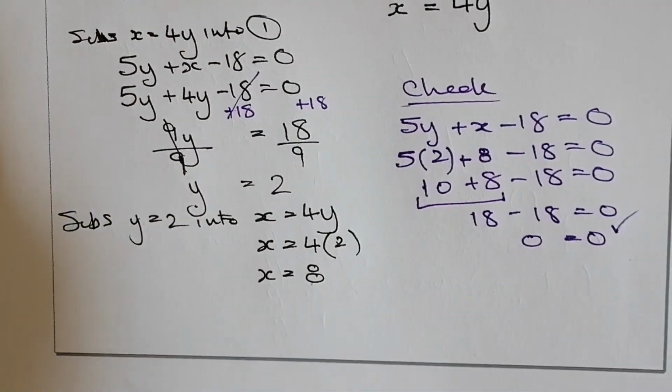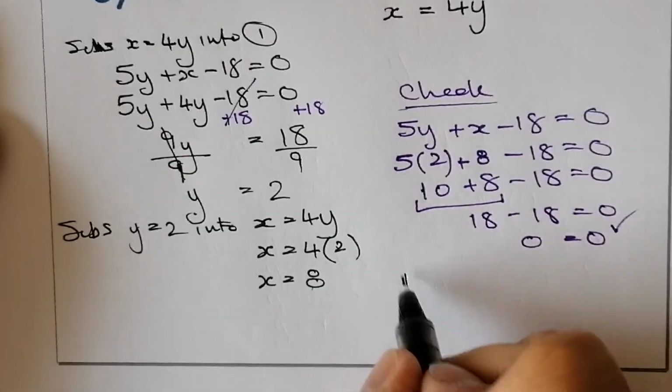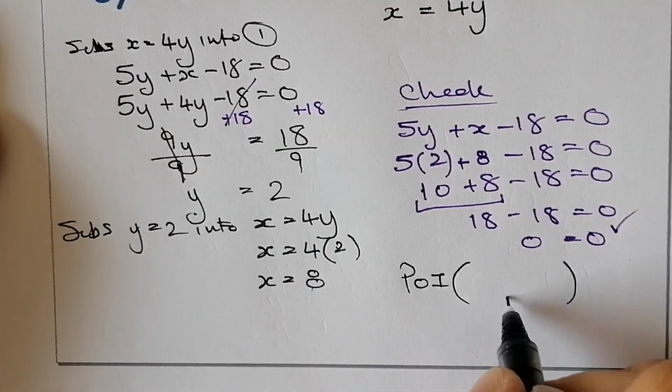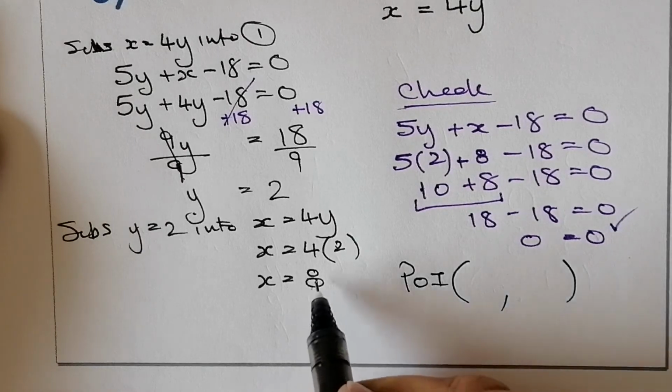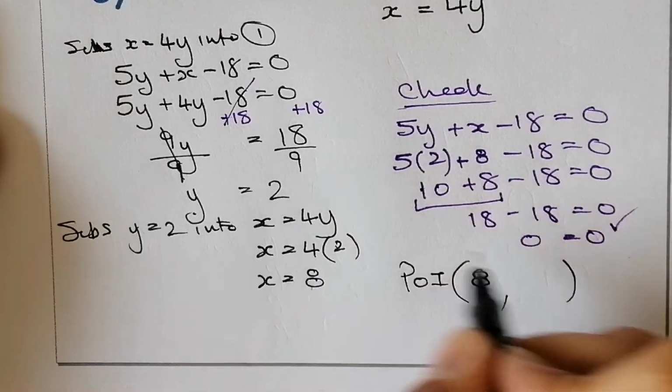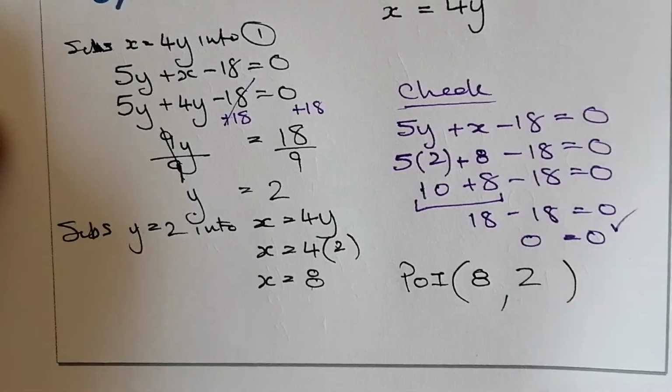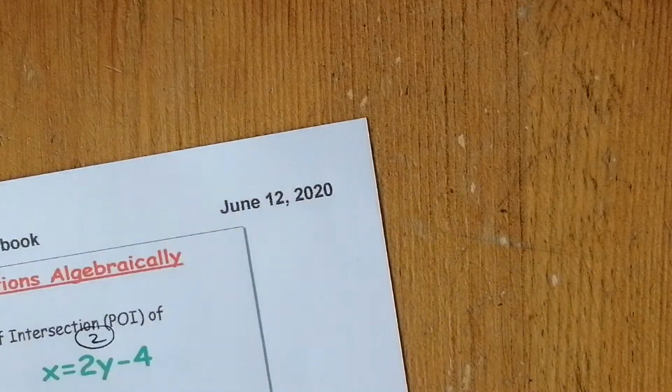Okay then, so write down the point of intersection. So let's go for POI this time, okay? The coordinates of the point of intersection are going to be x coordinate of 8, y value of 2. Done. Last question, okay? And maybe the most difficult one that's here. So we'll go for that one.